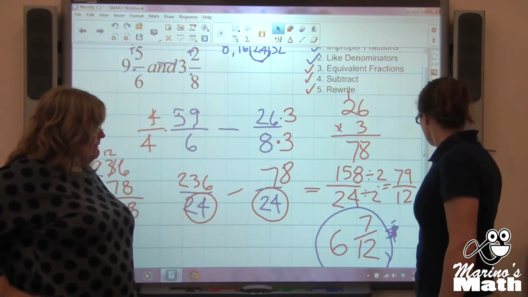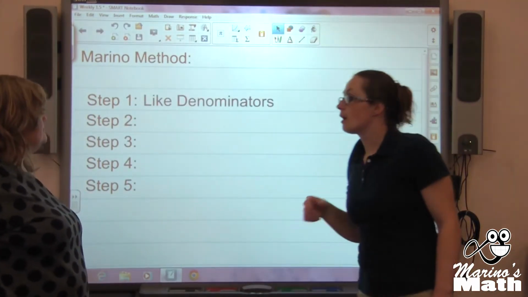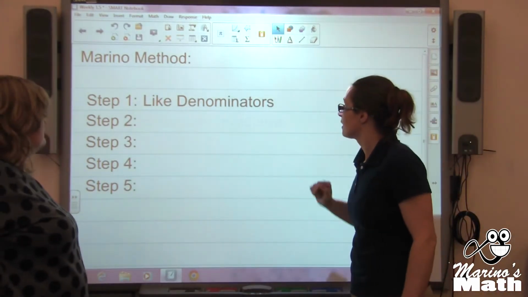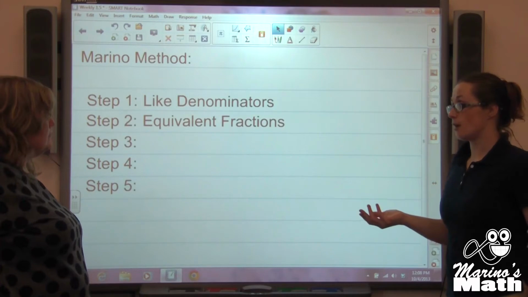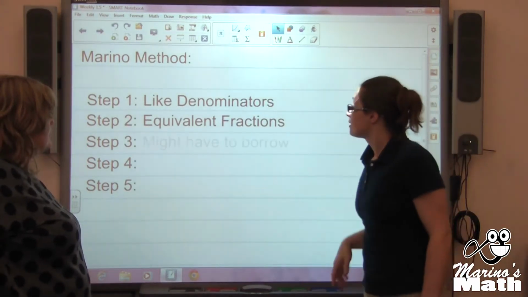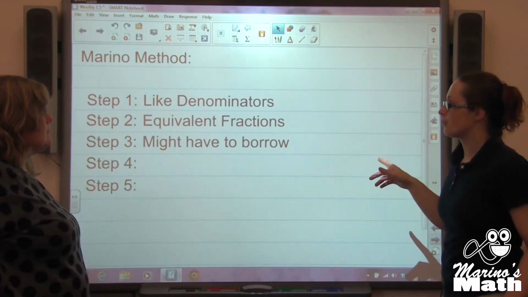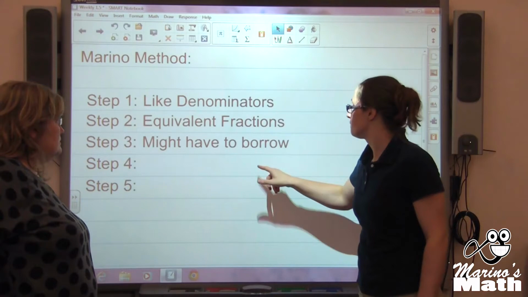Let me show you my method. All right. My step 1 is to make like denominators, pretty much like yours. Then I want to create equivalent fractions by multiplying. Step 3, I might have to borrow. Now I don't think we will need to on the first problem, but on the second one. But we'll talk about that when we get there.